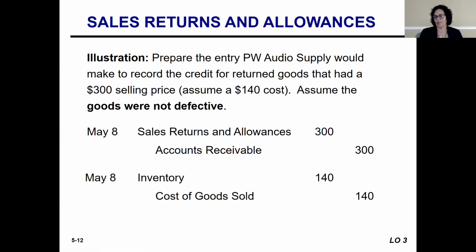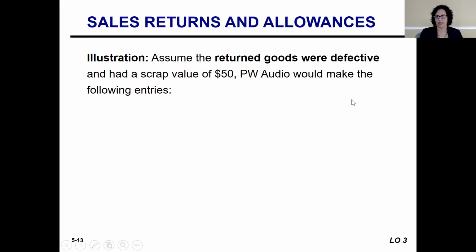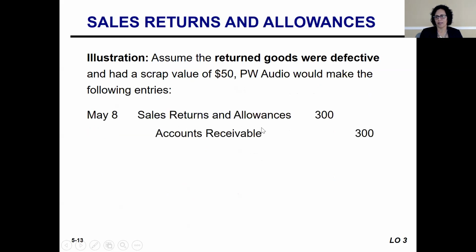What if this inventory was defective? Will it change the first journal entry? It won't change the first journal entry. That stays the same. The second journal entry is going to be different. So let's take a look at that. The inventory is returned. It has a scrap value of 50, which means that's the best I can sell it for. So sales return and allowance debit, 300. Accounts receivable credit, 300. That stays the same. The second journal entry, the account names that are debited and credited stay the same, but the dollar amount is different. I bring it into my books back only at 50 because that's what that inventory is worth.